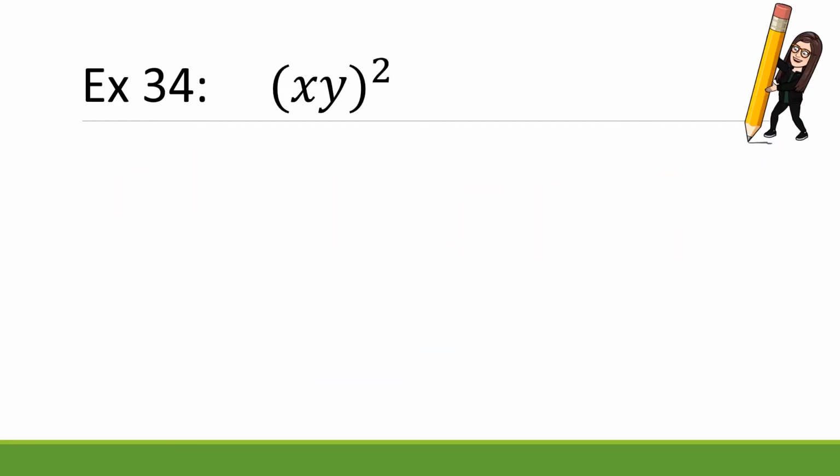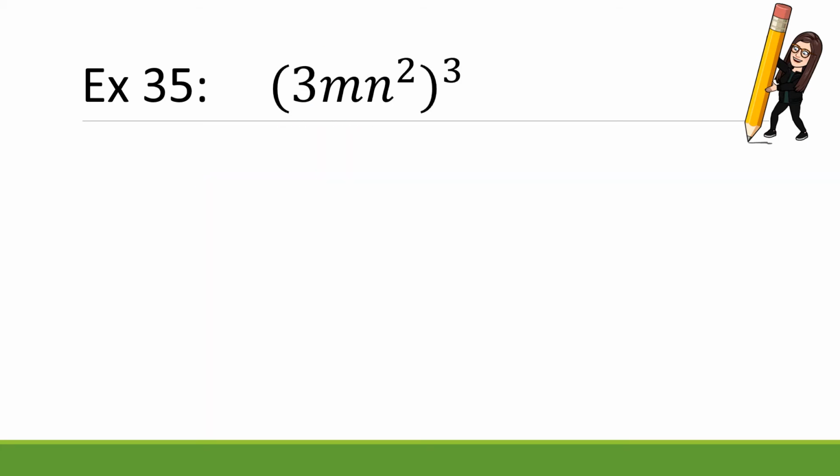So let's start off with a simple example. Again, this is in your foldable. We've got exponents of 1. Sometimes it's helpful to draw those ones first so you don't forget about them. So 2 times 1 is 2, and 2 times 1 is 2.